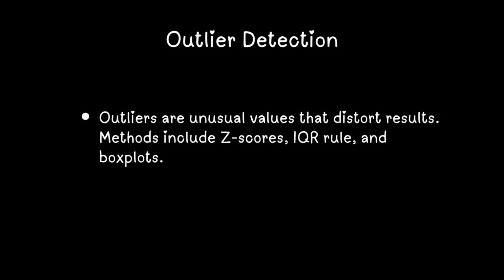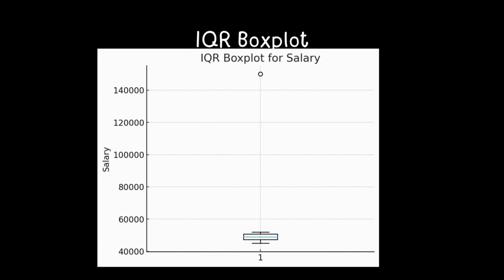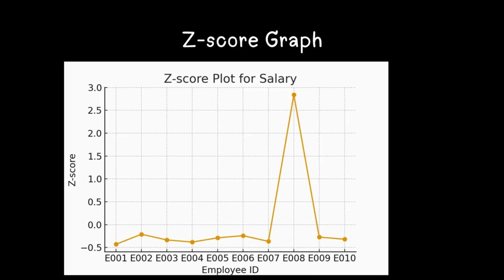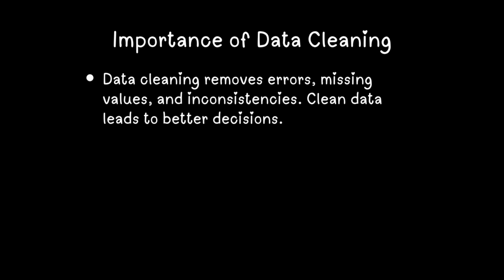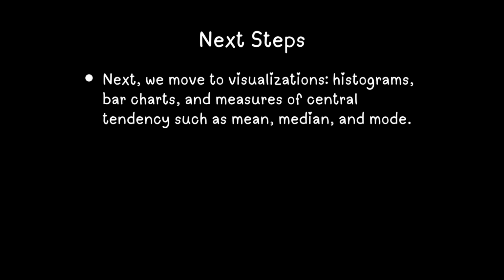Then we looked at outliers, what they are, how they arise, and how they can skew results. We explored detection methods like Boxplots, Z-scores, and the interquartile range rule. Finally, we worked through the data cleaning process, emphasizing its importance in analytics, big data, and machine intelligence. Clean data leads to accurate models and better decisions.